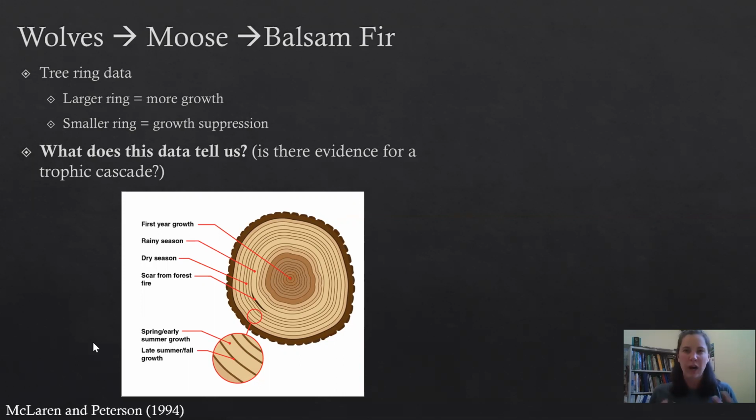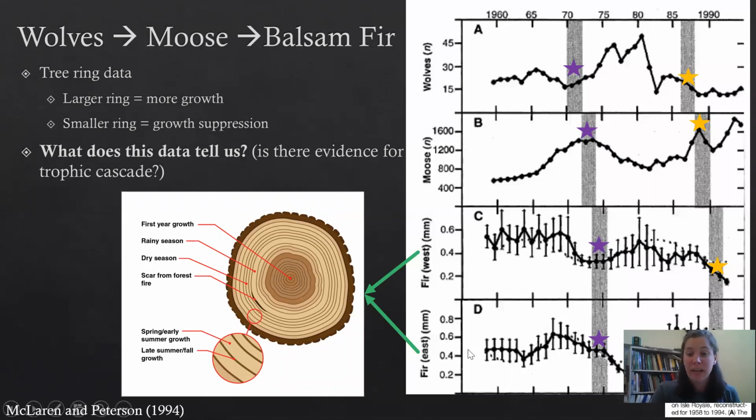Right? This makes sense. When we're under stress, we don't have as much energy. We're not putting that energy towards growth, if we imagine we're a tree. And so we can see here that under those rainy seasons in that tree cookie, we have a wider growth. That means the tree is doing better. Skinnier rings, the tree is not doing as well. And so let's look at some data here.